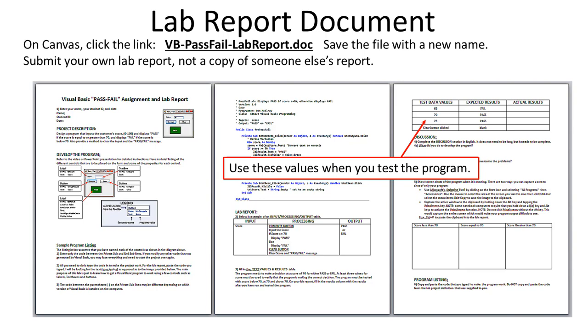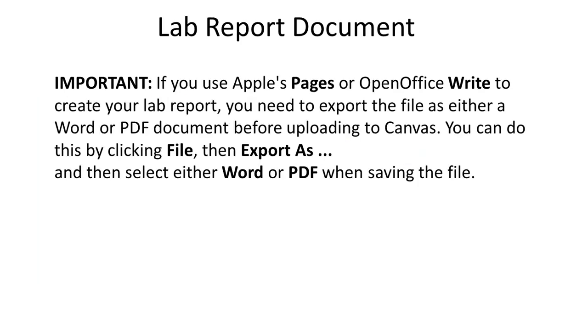On Canvas, click the link VB PassFail labreport.doc, save the file with a new name, submit your own lab report, not a copy of someone else's lab report. If you use Apple's Pages or OpenOffice Write to create your lab report, you need to export the file as either a Word or PDF document before uploading to Canvas. You can do this by clicking File, then Export As, and then select either Word or PDF when saving the file.